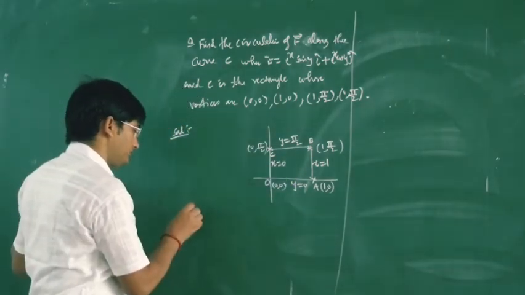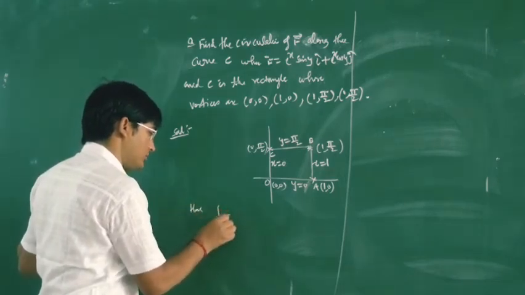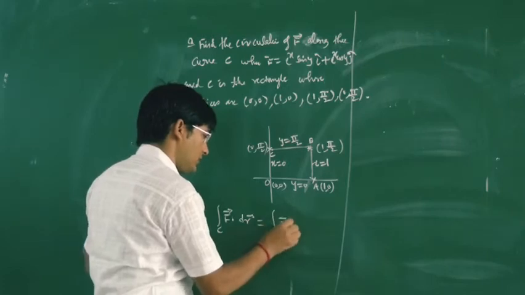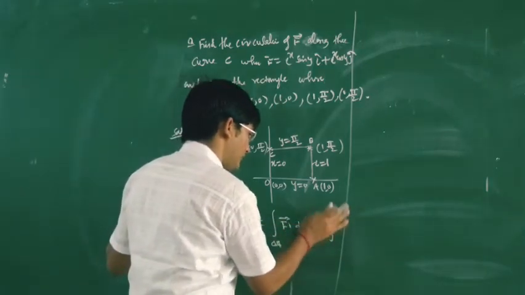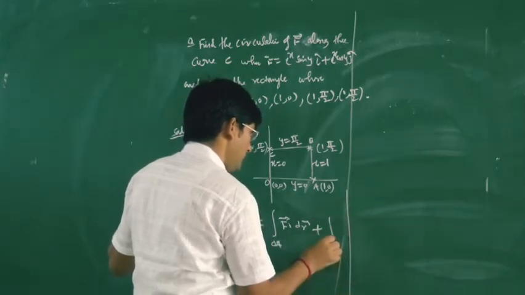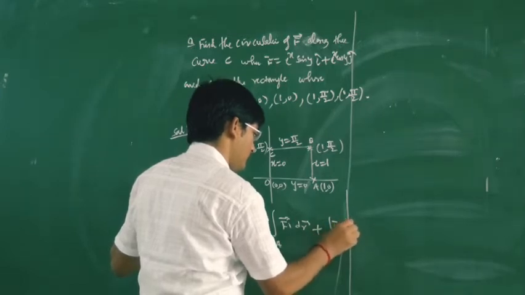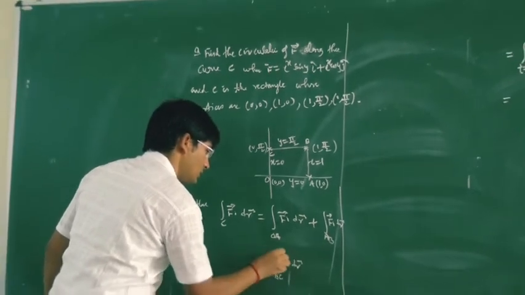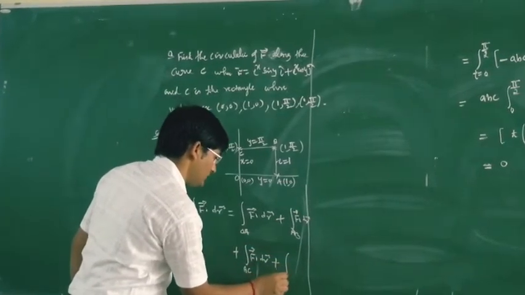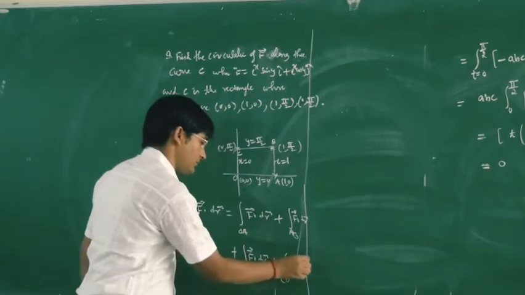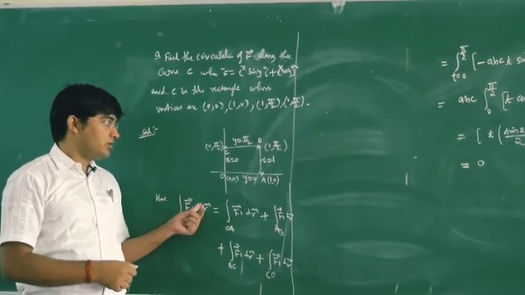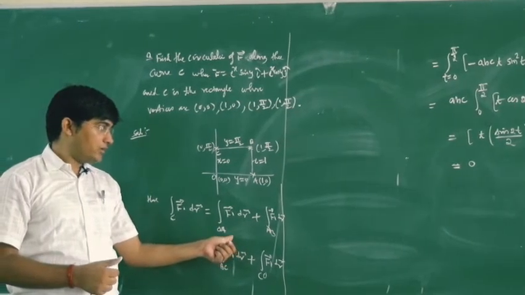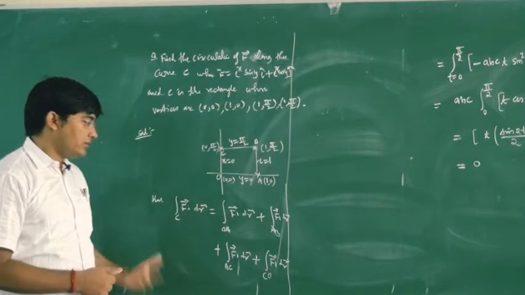Now your line integral of F dot dr is equal to the line integral along OA plus the line integral along AB, then the line integral along BC, then the line integral along CO. So this is the value of the line integral for this curve, and it consists of 4 line integrals, one along OA, another along AB, third along BC, and finally along CO.